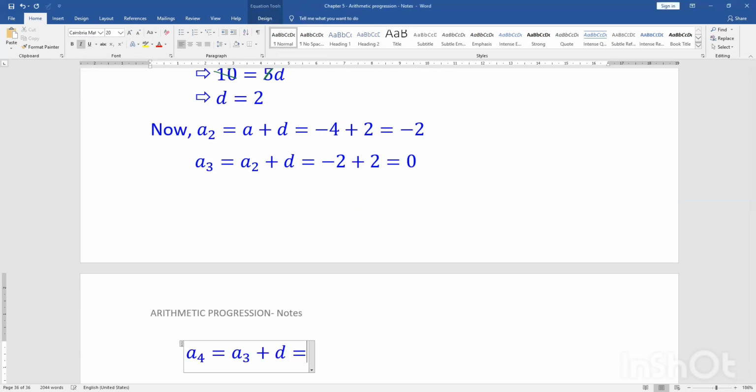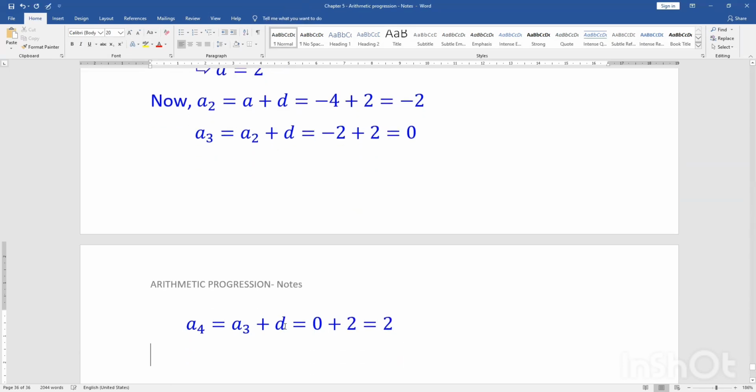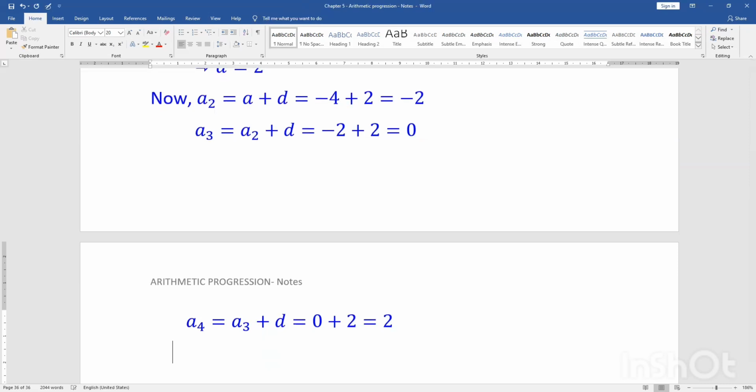Then we have A4. A4 is equal to A3 plus D. That is 0 plus 2, which will give you 2. And then we have A5. A4 plus D, which is equal to 2 plus 2, which is equal to 4.